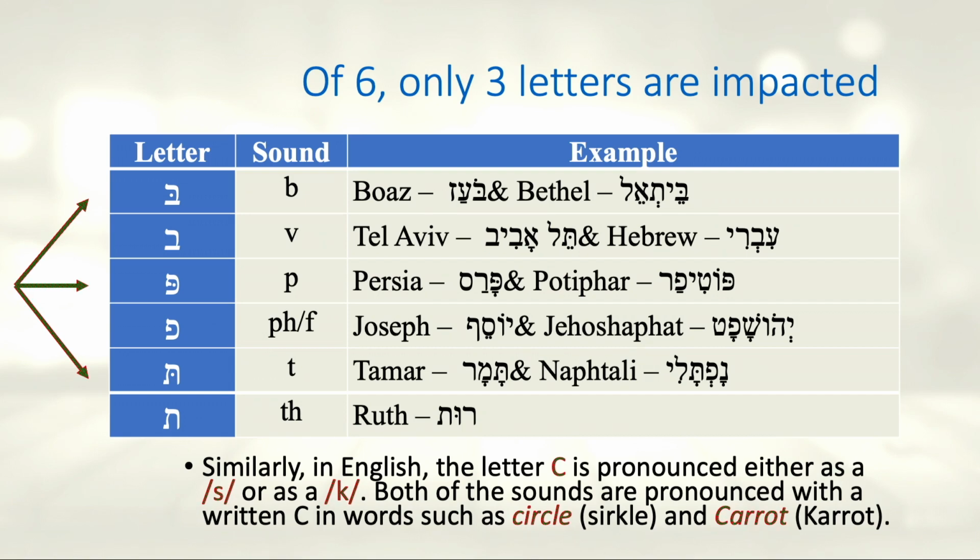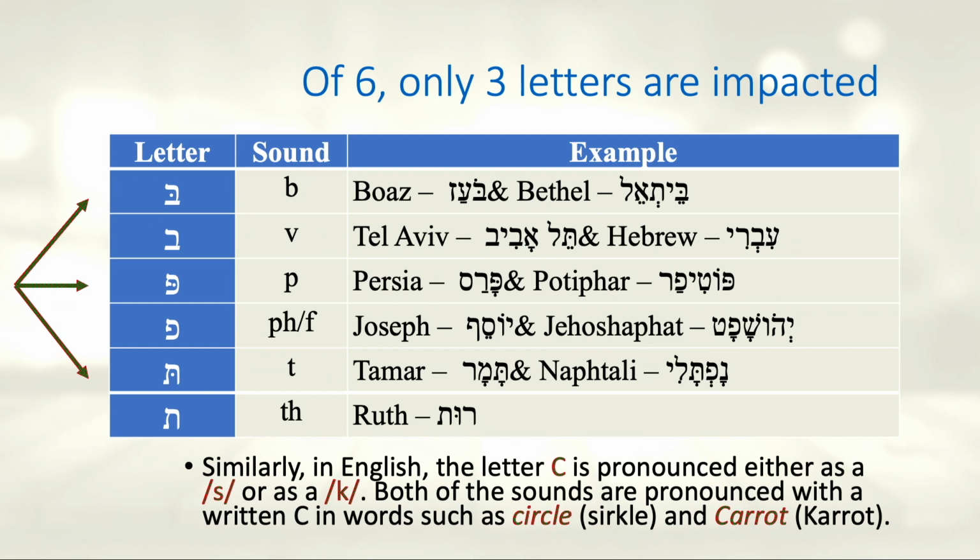If the Pei has a Dagesh in it, it's a P with a hard P sound. If it does not have a Dagesh, it's the PH, the soft F sound. So we end up having Persia with a hard P, or we have Yosef with the F type of sound if there is no Dagesh. Last, we have the Tav. Tamar versus Ruth. So you have the hard T or you have the TH.